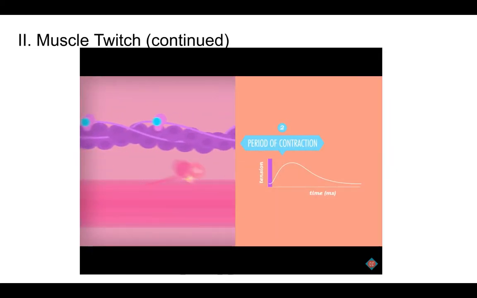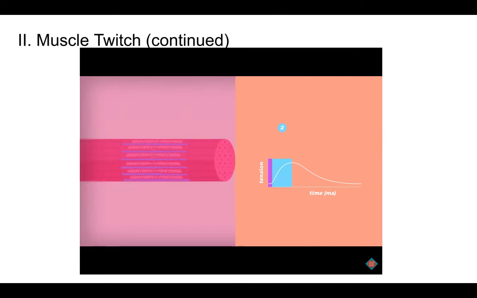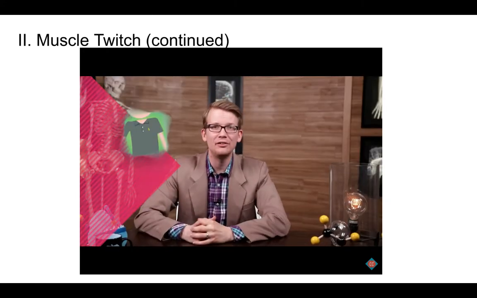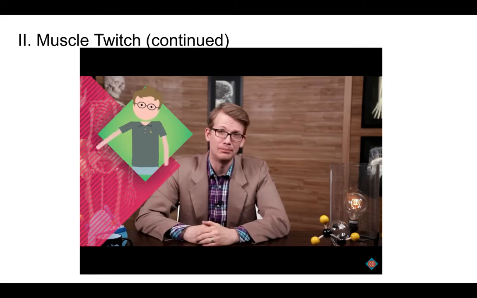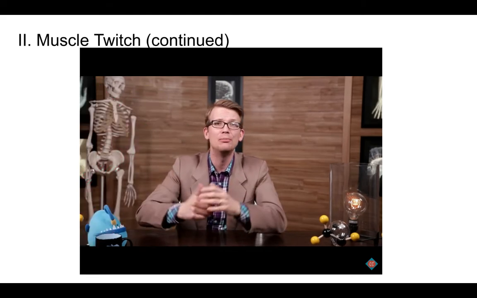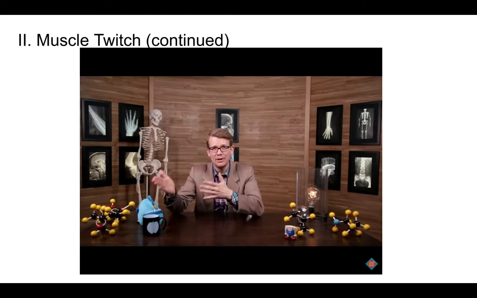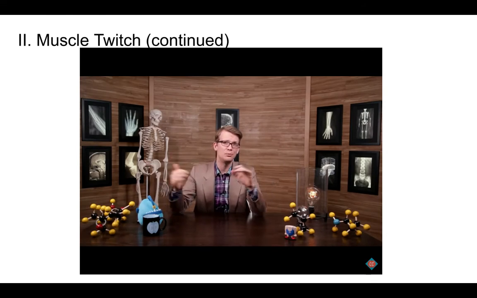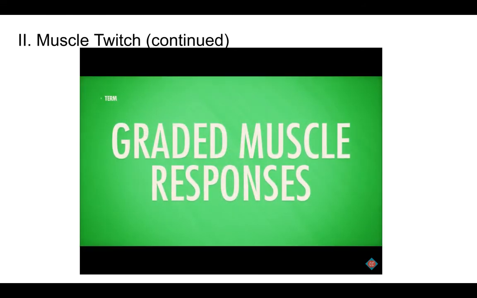Then comes a brief period of contraction when the myosin heads are binding and pulling and releasing over and over, and the muscle fibers contract. But soon the fiber slides back down into the relaxation period when the calcium gets pumped back into the sarcoplasmic reticulum, and the actin and myosin stop the binding cycle, and the muscle relaxes. Each phase consists of a lot of little steps, and while you couldn't tell by watching my brother dance, the fact is that our muscular movements are pretty smooth. That's because one muscle can produce a variation of smooth forces called graded muscle responses.